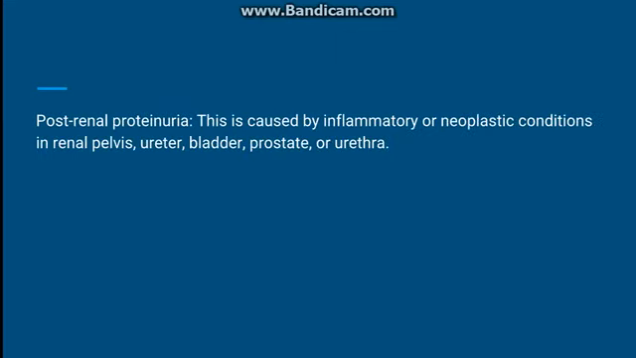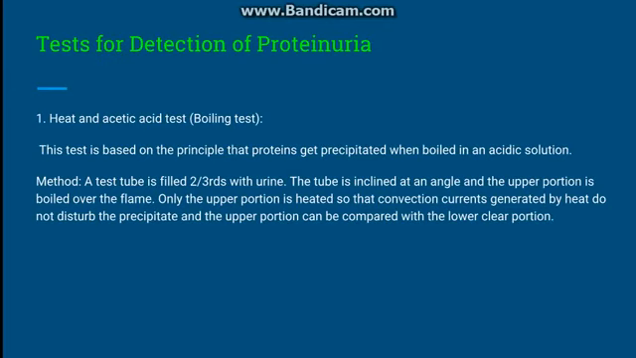Lastly, the cause of proteinuria can be due to any post-renal causes due to inflammation present in the ureter, bladder, prostate or urethra. This was all about the causes. Now going to the test to detect it. The test to detect is firstly the qualitative test, just to see either the proteins are present or absent.